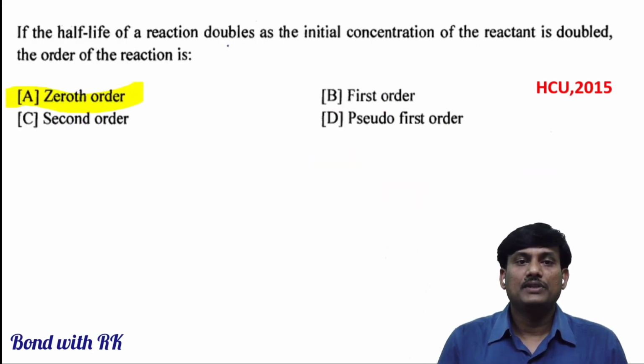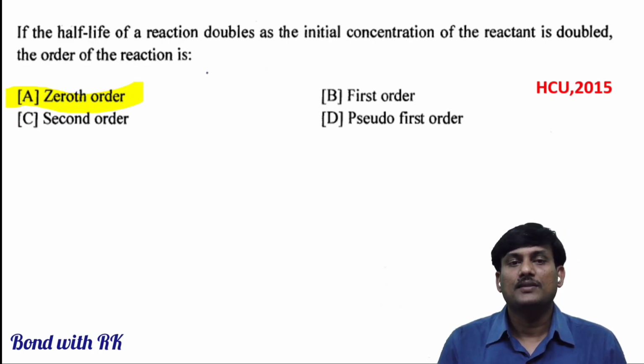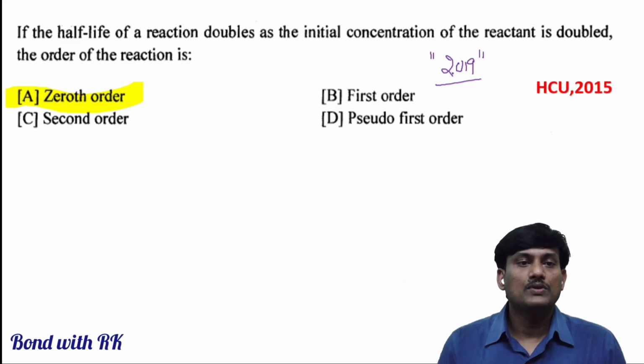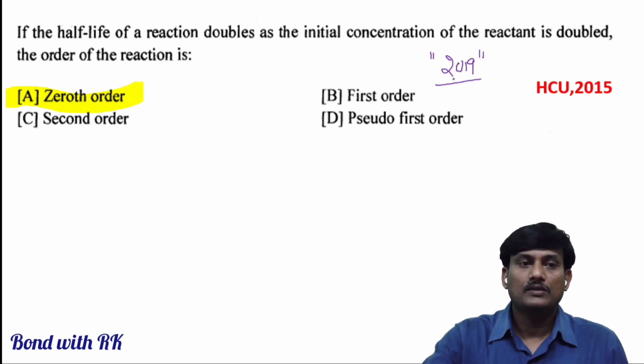If the half-life of a reaction doubles as the initial concentration of the reactant is doubled, the order of the reaction is? Already this question was solved in the year 2019. It appeared in 2019 and was discussed in detail in the 2019 SUPC question. Please watch the first part of the chemical kinetics video. The answer is 0th order.